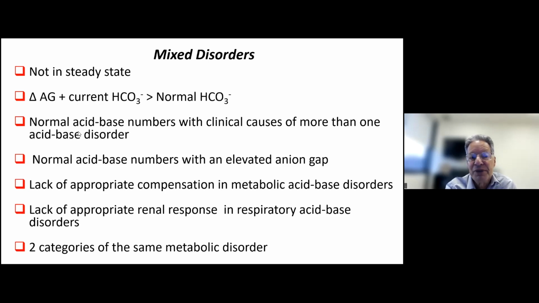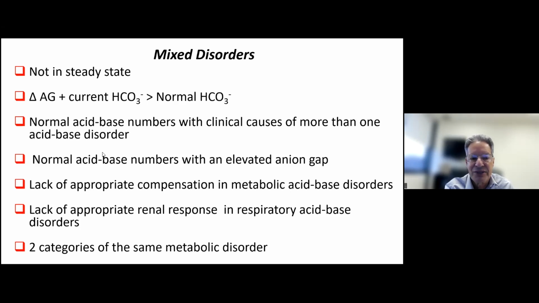And the other clue would be dysnatremia, that you have a sodium of 131, a potassium of 2.4, but your PCO2, pH, and bicarbonate are completely normal, as is your anion gap. Don't think there's not an acid-base disorder going on there. There very well could be. Along those lines would be someone with normal acid-base numbers, but with an elevated anion gap, as we talked about in the ketoacidosis situation.